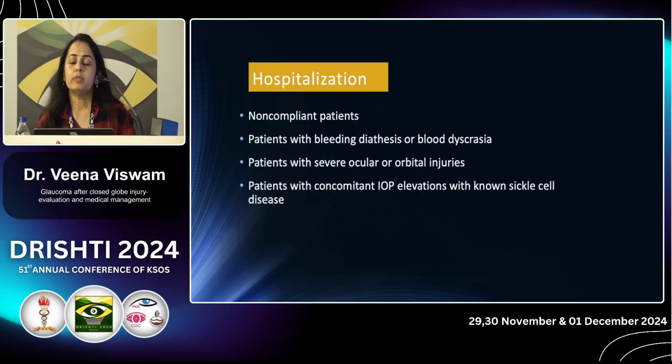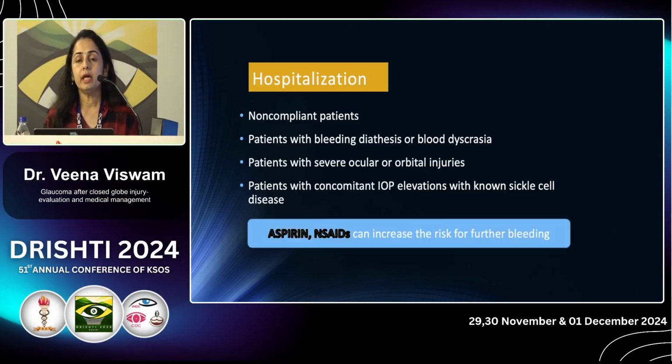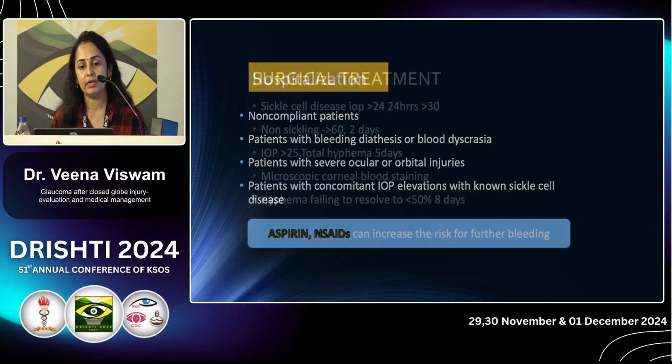So when do we hospitalize hyphema patients? Usually children or non-compliant patients sometimes may require hospitalization. Patients with bleeding diathesis or blood dyscrasias are usually hospitalized. Patients with severe ocular or orbital injuries need hospitalization, and patients with concomitant IOP elevation with sickle cell disease also need hospitalization. Aspirin and NSAIDs can increase the risk of further bleeding, so such medicines are avoided, and for pain relief, indomethacin or such medicines are usually given.